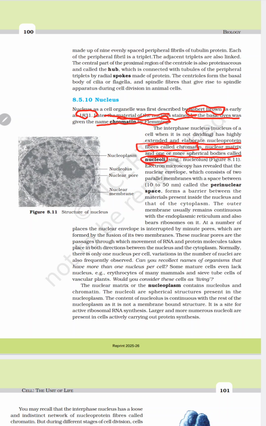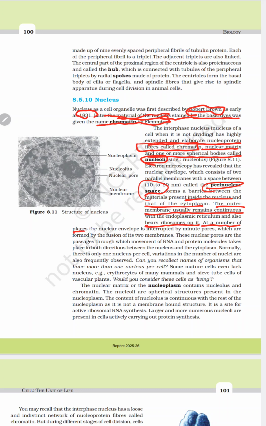Based on electron microscopy, the nuclear envelope consists of two parallel membranes with a space known as the perinuclear space, and forms a barrier between the inside of the nucleus and the cytoplasm of the cell. The outer membrane usually remains continuous with the endoplasmic reticulum and bears ribosomes on it.